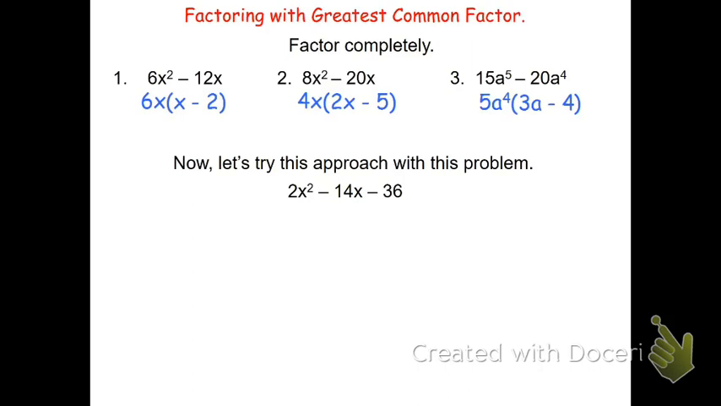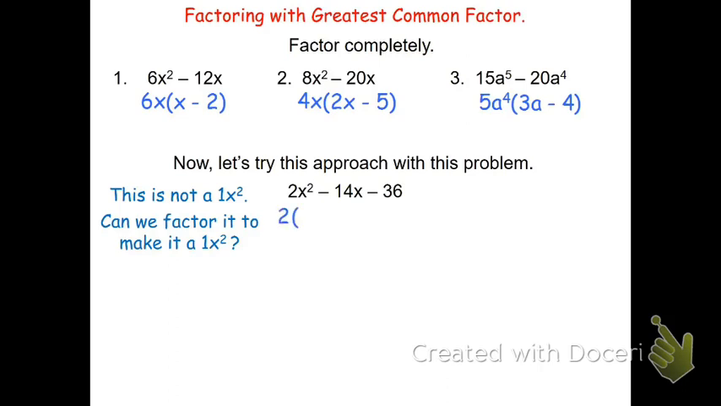But looking at it, the leading coefficient's 2. And I know that 2 will divide into 14 evenly and divide into 36 evenly. This means I can factor out the 2 and be left with something that is a 1x squared. So because it's not a 1x squared, I can make it that by dividing out the 2. 2 goes into 2 once, it leaves me a 1x squared. 2 goes into negative 14, negative 7 times, and negative 36 divided by 2 leaves me negative 18. Now it's a 1x squared.